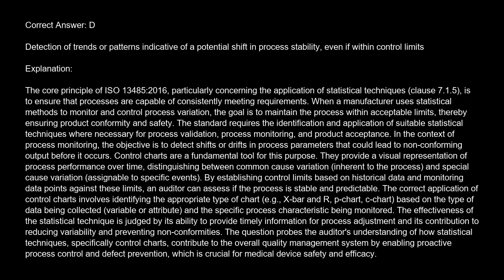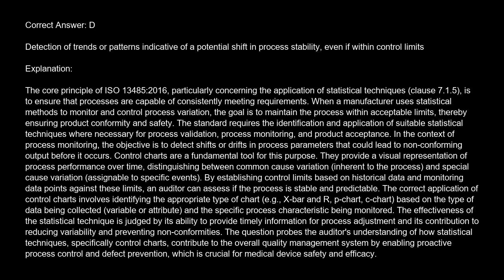The correct answer is D, detection of trends or patterns indicative of a potential shift in process stability, even if within control limits. Explanation. The core principle of ISO 13485:2016, particularly concerning the application of statistical techniques, Clause 7.1.5, is to ensure that processes are capable of consistently meeting requirements. When a manufacturer uses statistical methods to monitor and control process variation, the goal is to maintain the process within acceptable limits, thereby ensuring product conformity and safety.